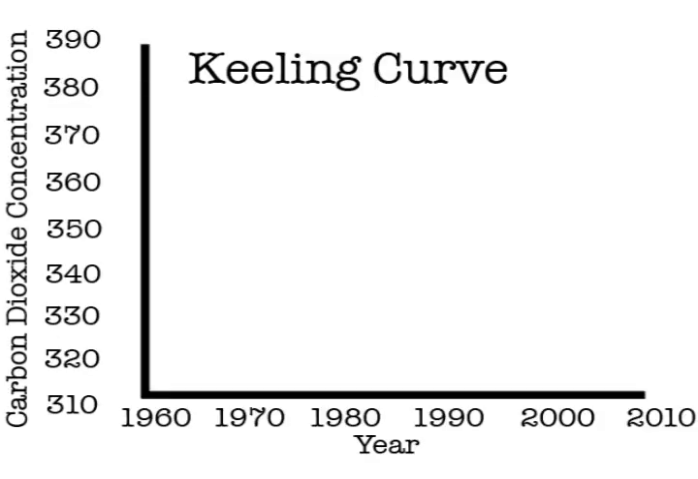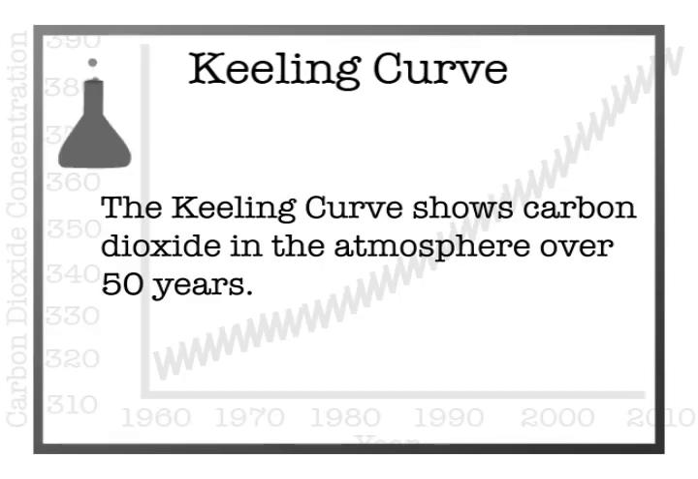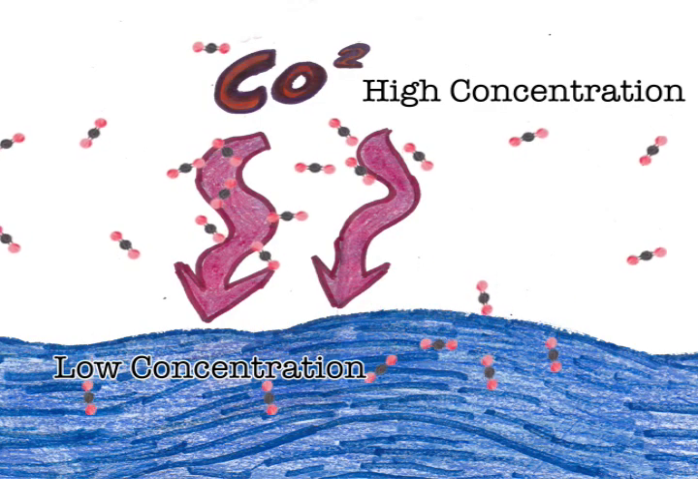CO2 is increasing as a result of increased levels of emissions. CO2 traps the sun's rays and results in the warming of the earth. Carbon dioxide from the atmosphere gets in the ocean through diffusion.